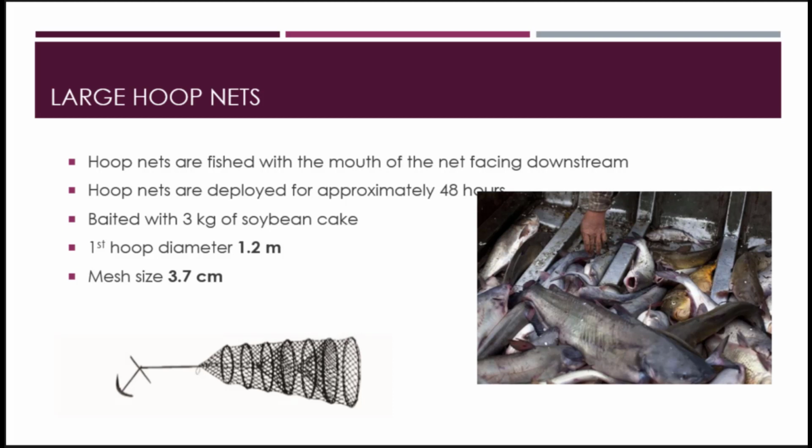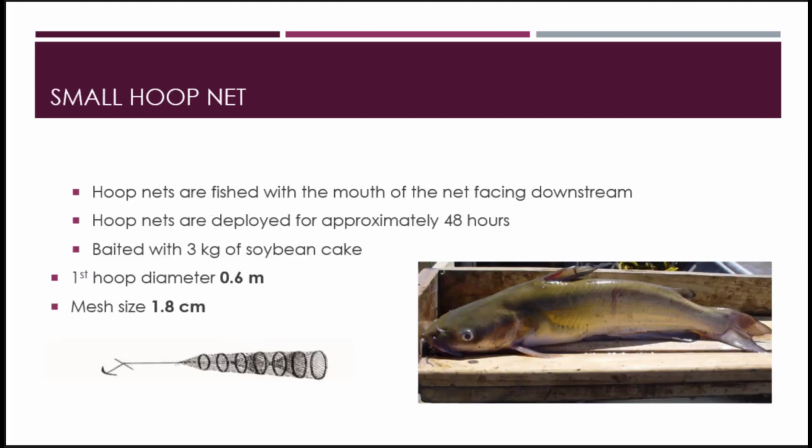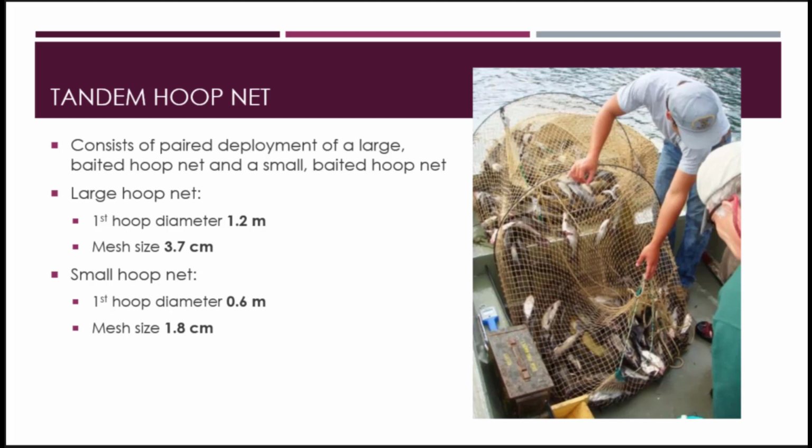cake. We see the small hoop net's a little bit smaller. It's 0.6 meters at the first hoop, and the mesh is 1.8 centimeters. And again, these are baited with soybean cake as well. And then, of course, the tandem is the combination, this paired deployment of both the large and the small hoop net. And again, those are the dimensions of the nets there.